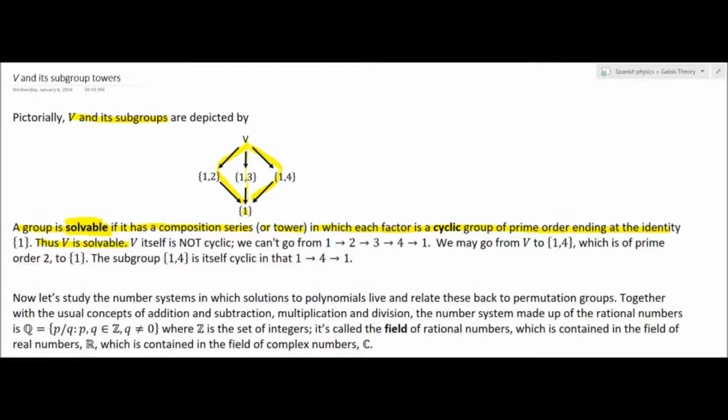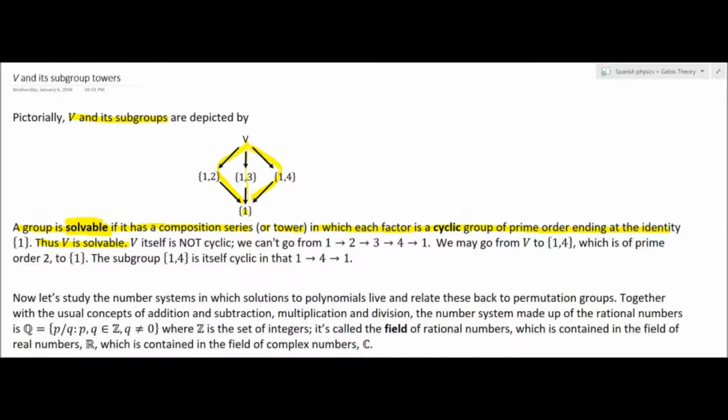So that funky Q symbol is the symbol that represents the rational numbers: P divided by Q, where Q cannot be 0, and P and Q are integers. Associated with it are the usual addition and multiplication of fractions. And of course, you cannot divide by 0.